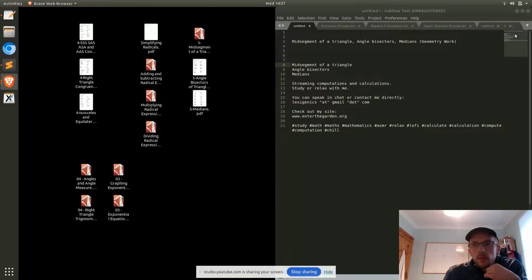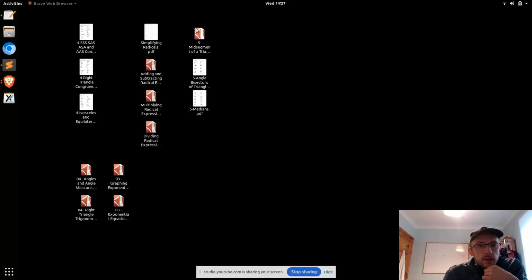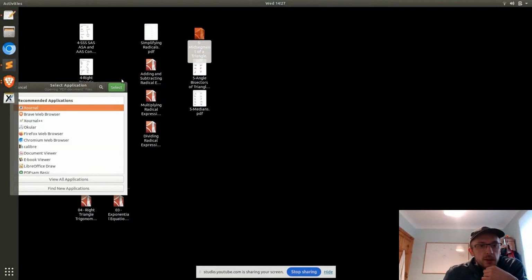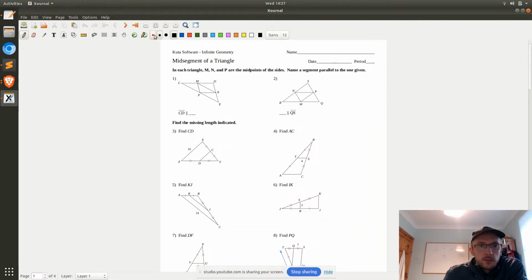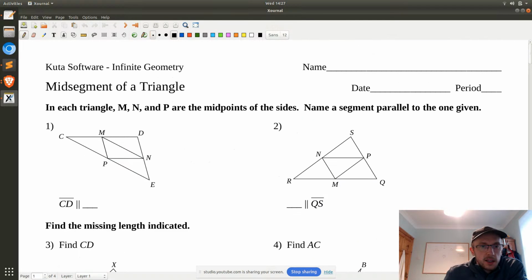Okay, so here I go. I'm looking at the mid-segment of a triangle now. And then I'll be looking at angle bisectors, and then I'll be looking at medians. So let's get started here.